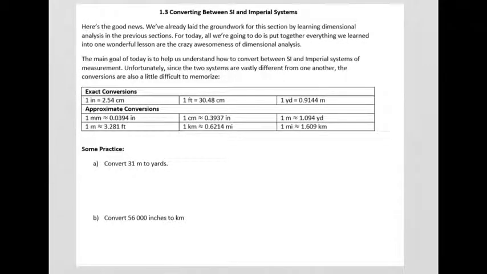The nice thing about this last section is that all the groundwork has been laid for you already. I've taught you dimensional analysis. That's something I've never done prior to this point, but I've taught you it before this section, and so you should hopefully have a pretty intuitive understanding of what's going on today.